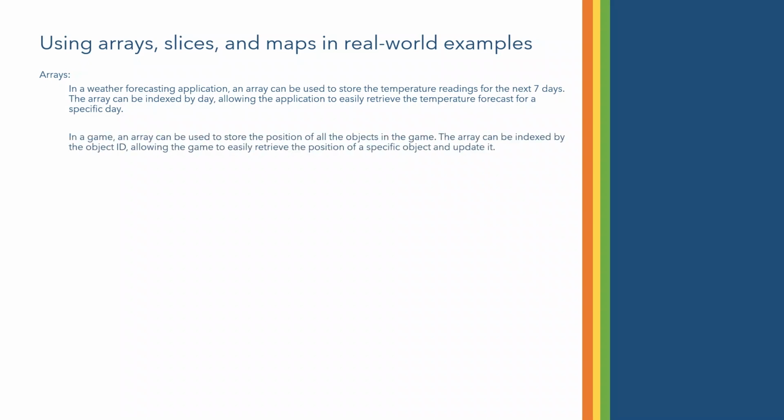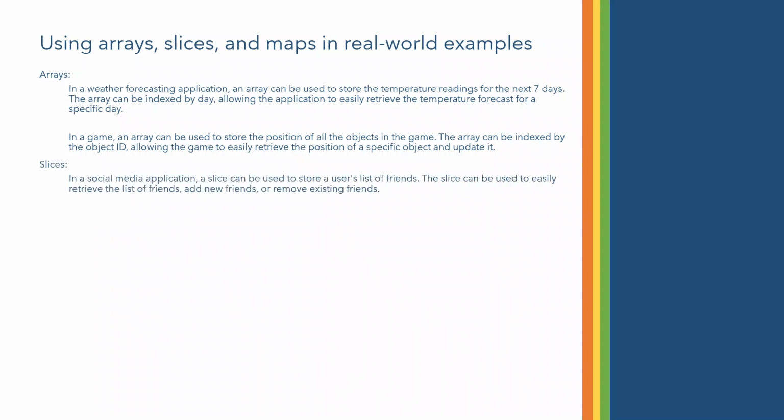Another real-time example is in a game, where an array can be used to store the positions of all the objects in the game. The array can be indexed by the object ID, allowing the game to easily retrieve the position of a specific object and update it.